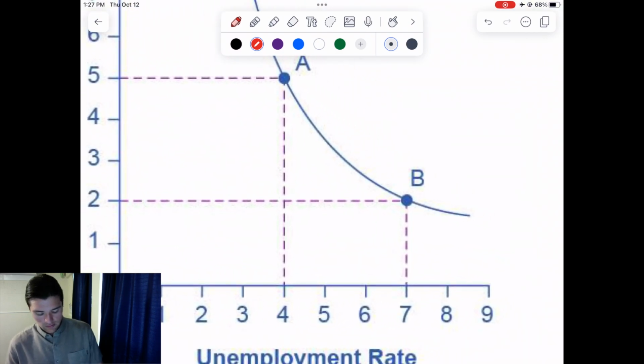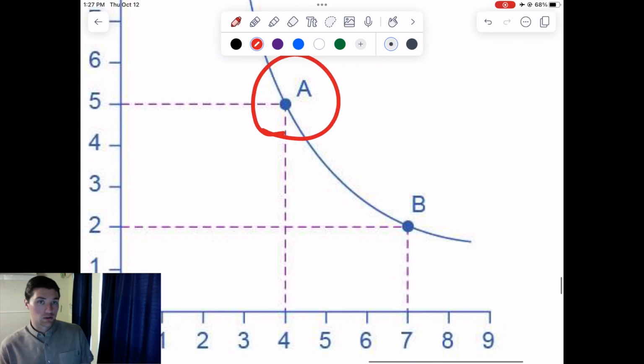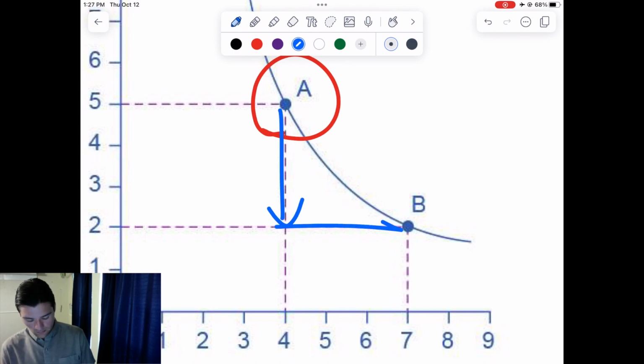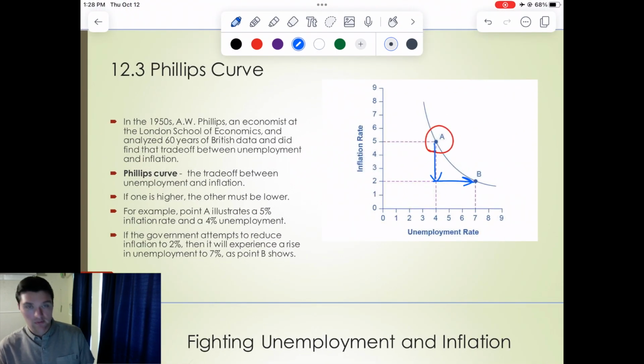Okay, so if we're at point A, which is where you currently are, and the government's like, hey, I want to reduce inflation, the economy is like, okay, fine, if you want to reduce inflation, we do have to have higher unemployment. That's just the way it is. So that's what Dr. Phillips really looked at. He was like, oh, hey, because unemployment's higher, we could have lower inflation. But if inflation is going to be higher, we're going to have lower unemployment. So they are related. There's a trade-off there.